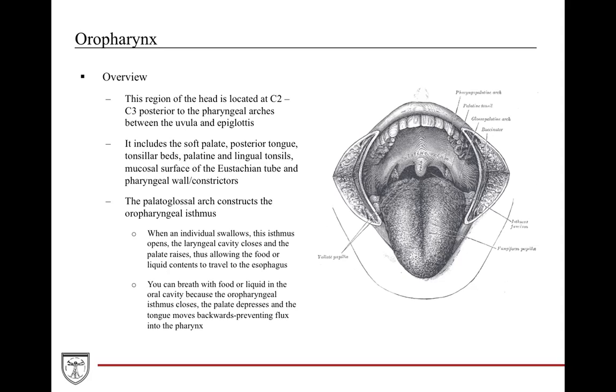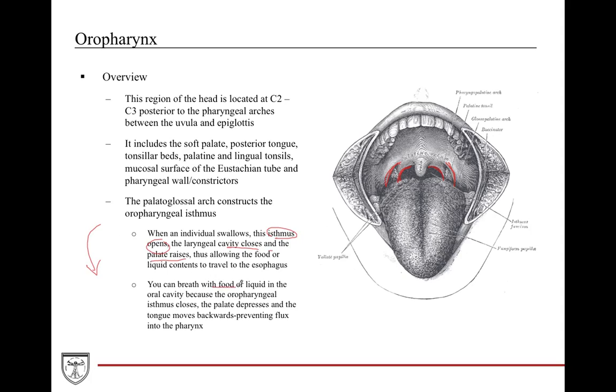So you have your palatoglossal arch, which constructs the oropharyngeal isthmus. If you can see over here to the right, this is your arch. And then this is also your arch. So right after these arches, that is where your oropharynx kind of begins. So when we talk about when an individual swallows, this isthmus that we talked about actually opens, and the laryngeal cavity will close, and the palate will rise. This allows food to kind of descend down from the mouth.